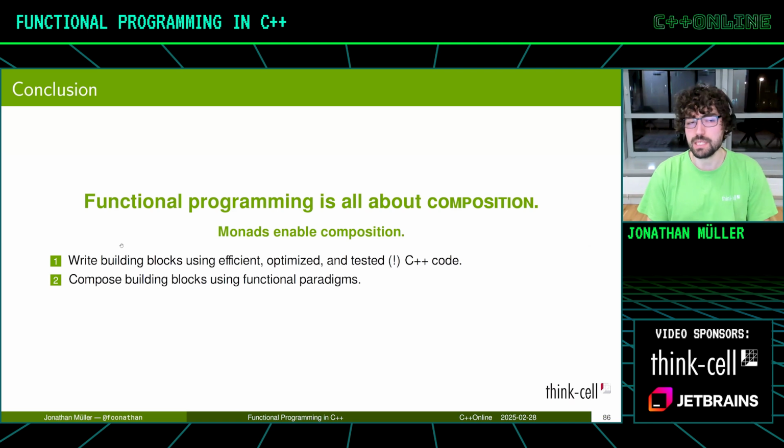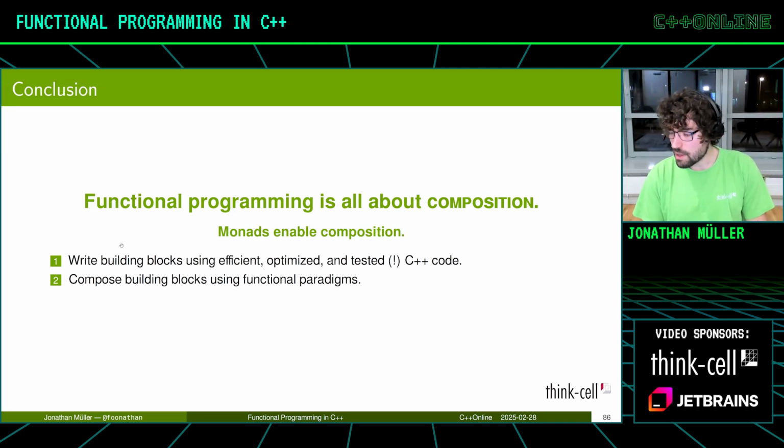So if you want to do functional programming in C++, write your building blocks using efficient, optimized, and well-tested C++ code. And it has to be well tested because this is where you deal with all of the ugly state and all the stuff like that. But then you can compose them using high-level building blocks using functional programming paradigms. And that's how you write functional code in C++.